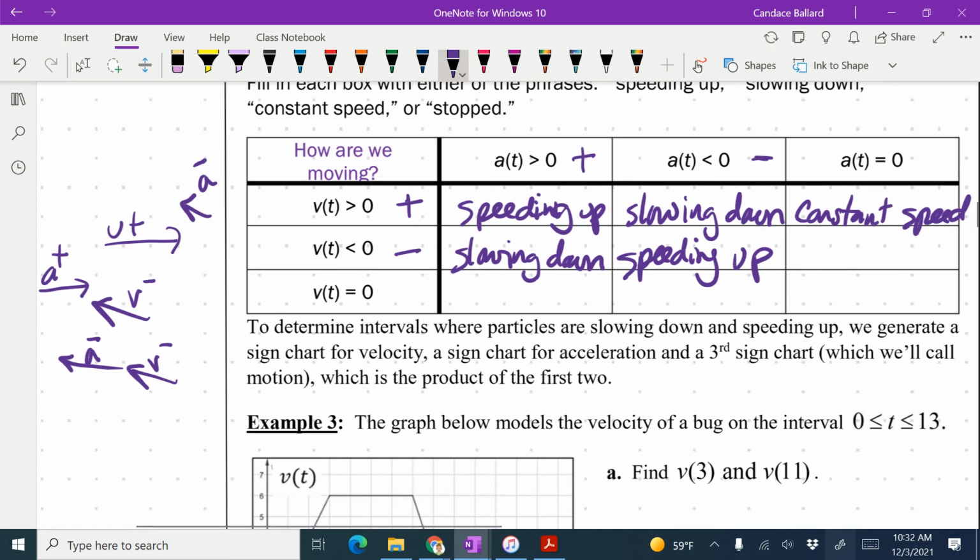All right. Still, when acceleration is 0, it doesn't matter if we're going in the positive or negative direction. We're still going to be at a constant speed. Okay. No matter what's happening with acceleration, when velocity is 0, what's going on with our particle? It's stopped, right? That's what we talked about yesterday. And we saw that when we did our little exploration yesterday.